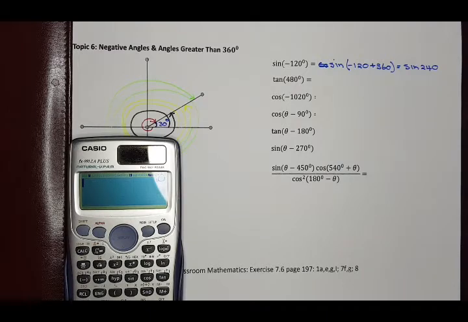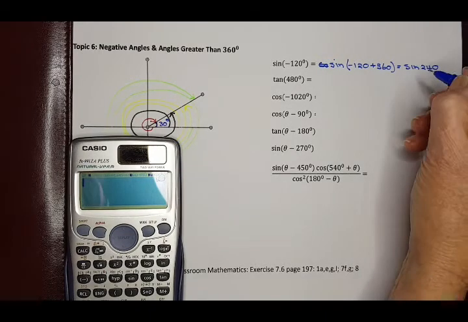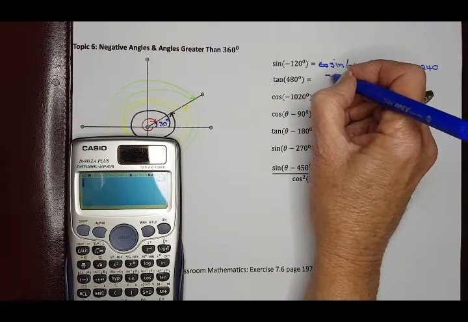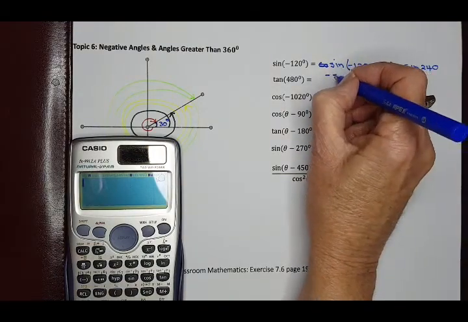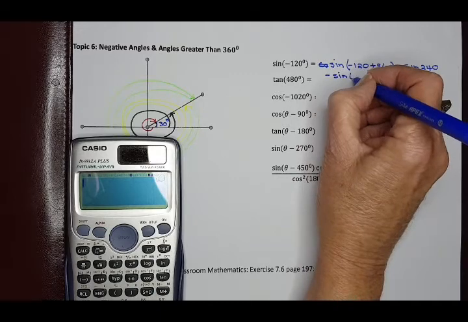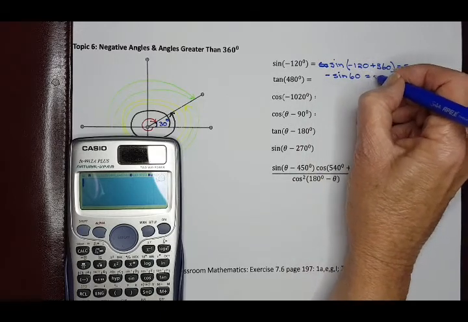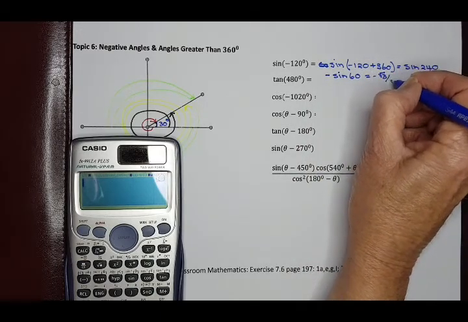We can use our reduction formula. What quadrant? Third. What sign? Negative. What axis? X. What ratio? It stays the same, and minus sine 60 is going to be minus root 3 over 2.